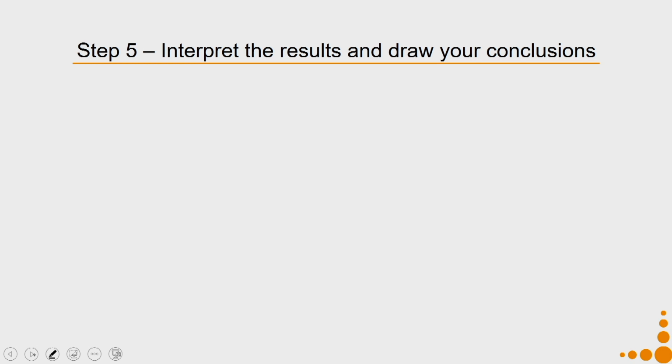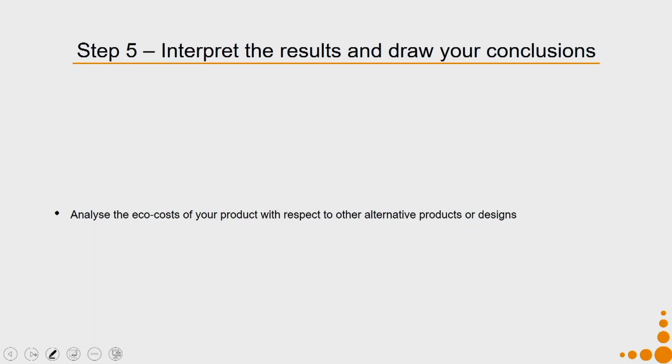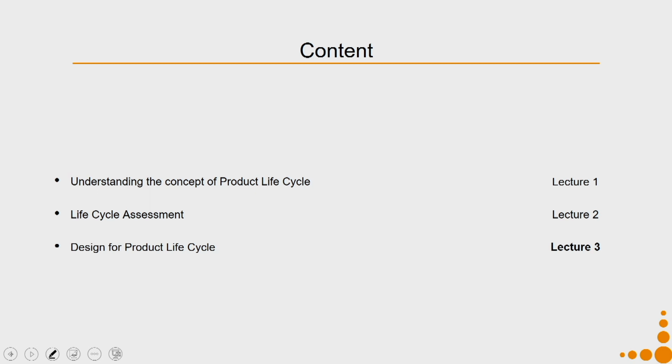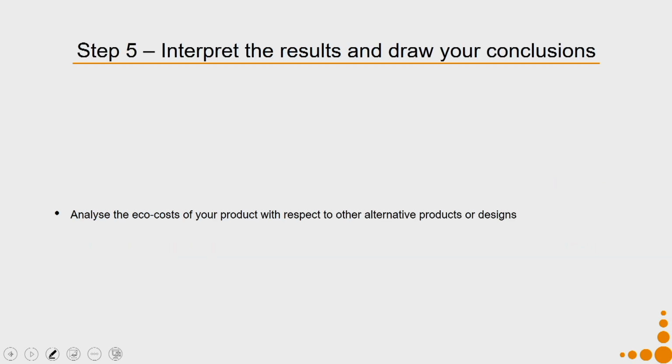Then finally, you will get some values. When we were trying to understand the software, we saw that if we put in some inputs, you will always get some output related to eco cost and the carbon footprint. The values as such make no sense. The values will make sense only when you interpret the result and draw your conclusions. So, how do you do that? You analyze the eco costs of your product with respect to other alternative products or designs, and then you get your results.